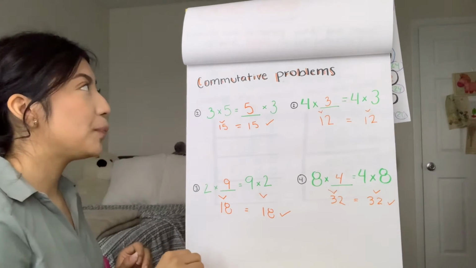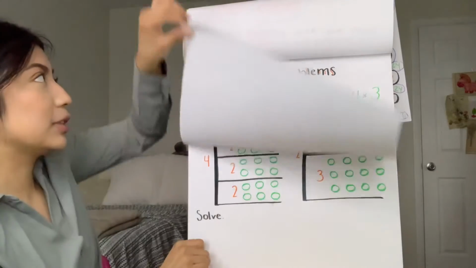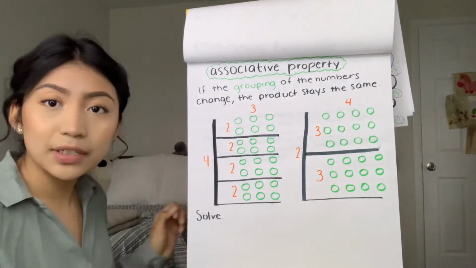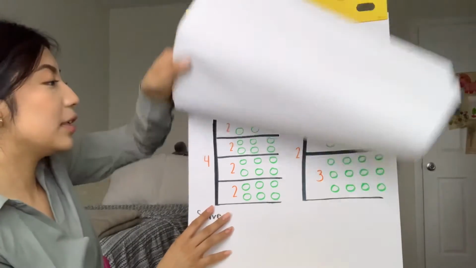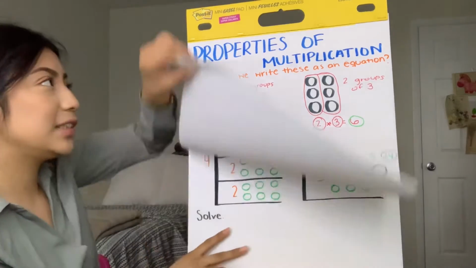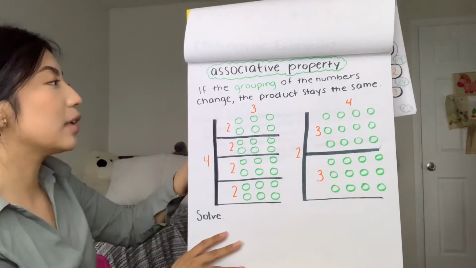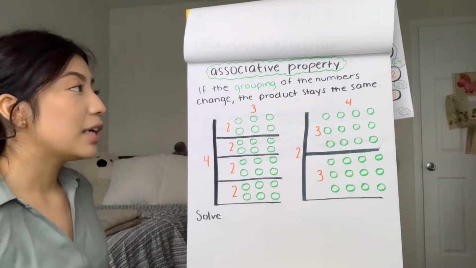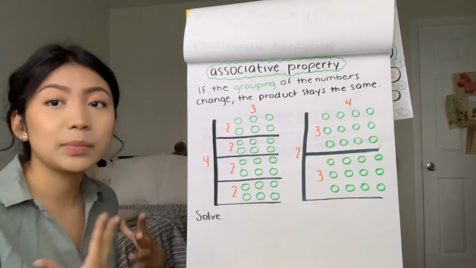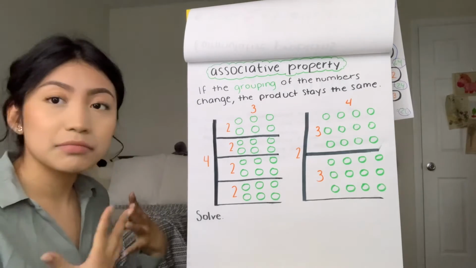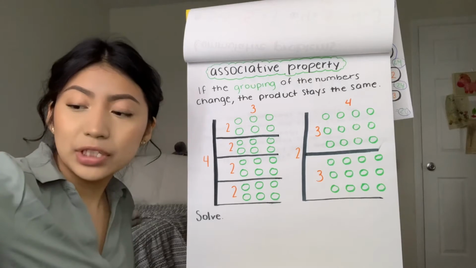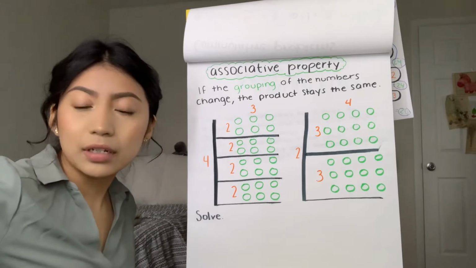So let's go into the other problems we were learning. So the other property that we're learning today is the associative. So just like we did over here, rearranging the numbers, we're gonna do the same thing over here with the parentheses. So the associative property is when the grouping of the numbers, the numbers in the parentheses, changes, the answer is still gonna be the same, okay? So let's look at this image here on the board.